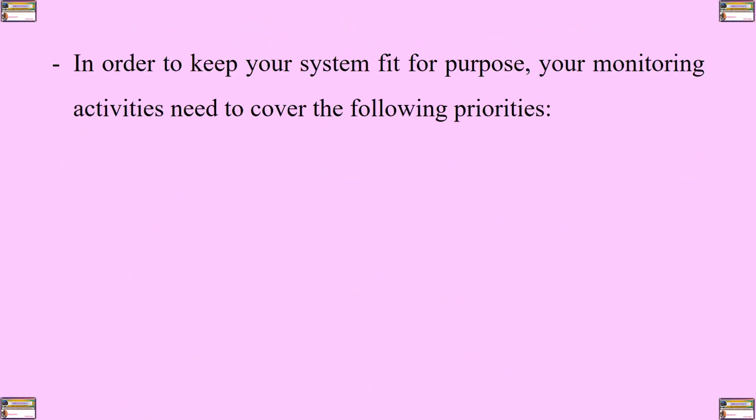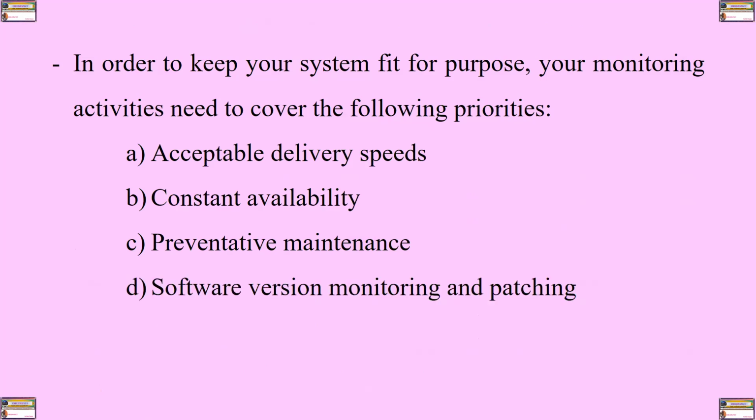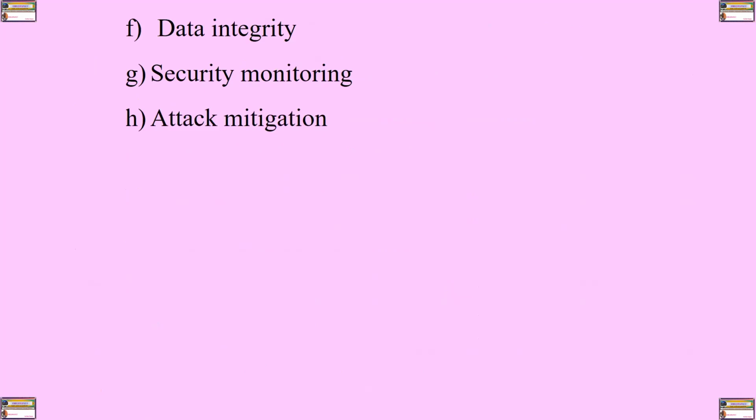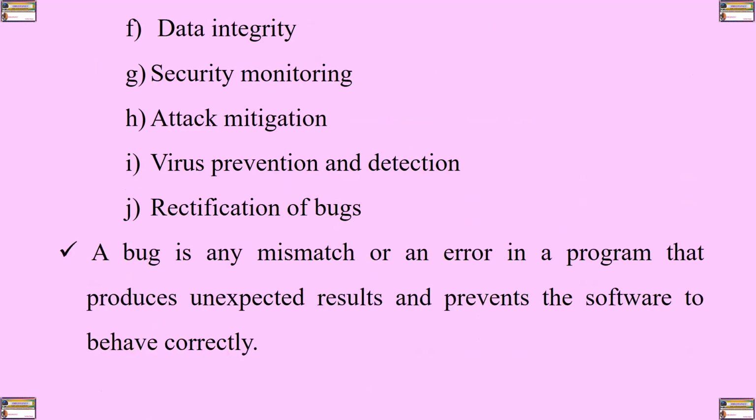In order to keep your system fit for purpose, your monitoring activities need to cover the following priorities. Number one is acceptable delivery speeds. Number two is constant availability. Number three is preventative maintenance. Number four is software conversion monitoring and patching. Number five is intrusion detection. Number six is data integrity. Number seven is security monitoring. Number eight is attack mitigation. Number nine is virus protection detection. Number 10 is rectification of bugs.